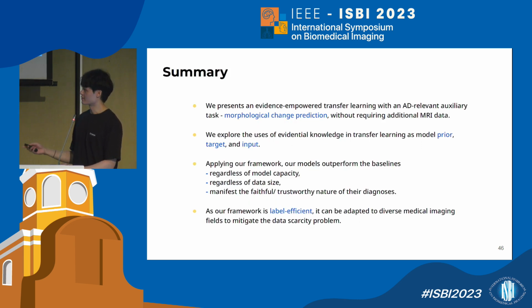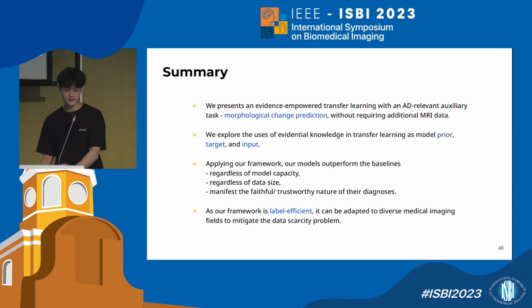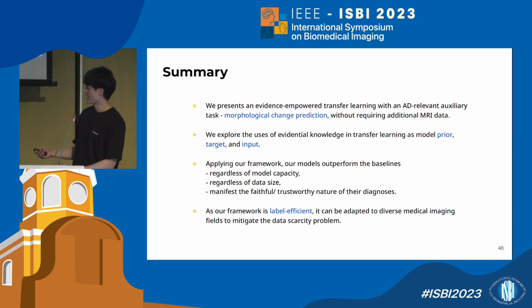Let's wrap things up with the takeaways of this paper. We presented evidence-empowered transfer learning for Alzheimer's disease, and we explored different ways of knowledge transfer. By applying our framework, our models outperform the baselines, regardless of model capacity and the size of data. We also manifest the faithful and trustworthy nature of the diagnosis. And as our framework is label efficient, we presume that it can be applied to other medical fields to mitigate the data scarcity problem.